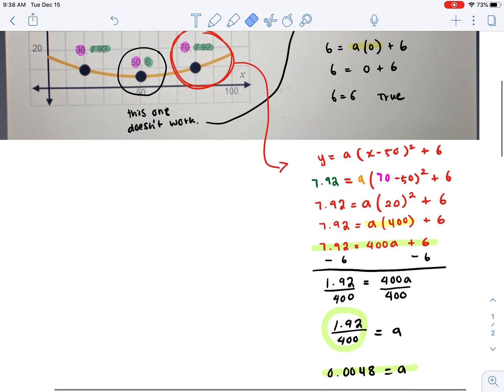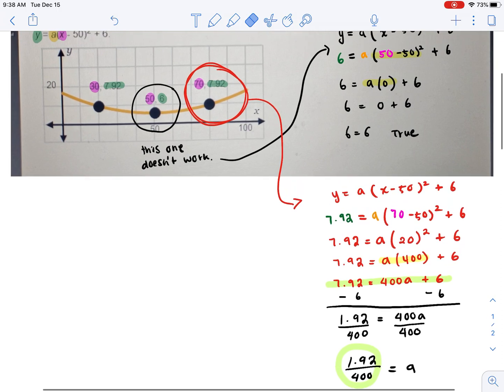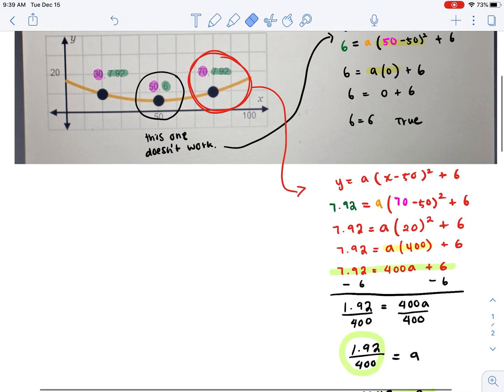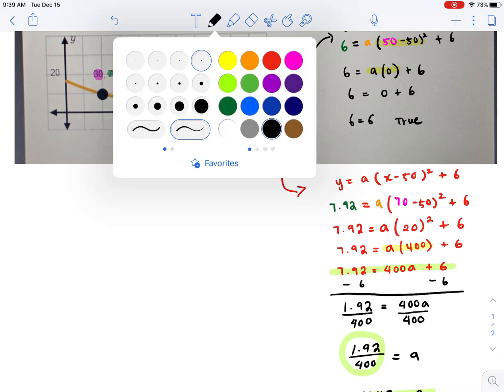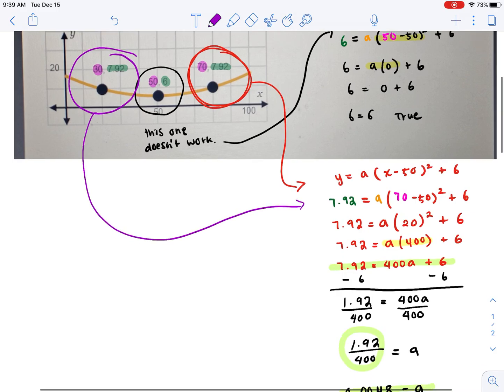And there you go. If you had done the other point, it would have been exactly the same. The only difference is that instead of 70, it would have been 30 right here. If you plugged 30 in here, 30 minus 50 is negative 20. Negative 20 squared is still 400. So if you want to, try it out, you can try this point. It would end up exactly the same as the steps we have on the right side.